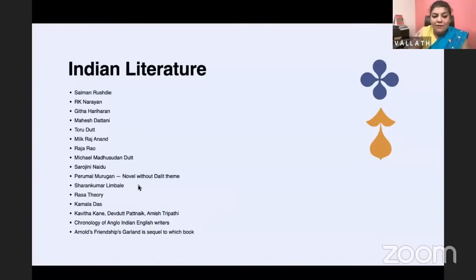Which of the novels of Perumal Murugan does not have a Dalit theme? Then Sharan Kumar Limbale, Rasa Theory, Kamala Das, Kavita Kane, Devdutt Patnaik, Amish Tripathi. So Chetan Bhagat, people were saying, why did they ask Chetan Bhagat? But popular fiction is a paper in many universities. Arnold's Friendship's Garland. I didn't know that. That's new information for me also.